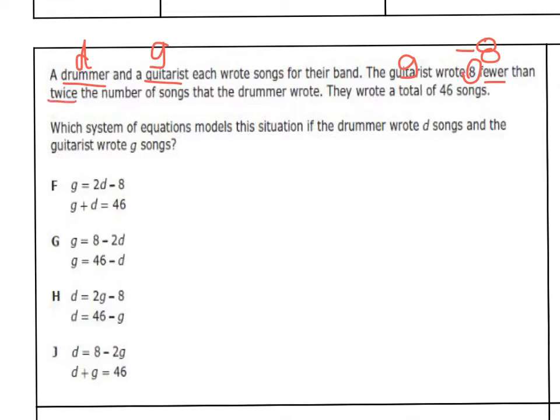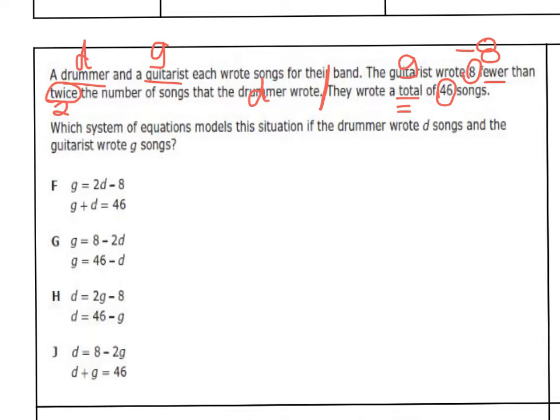So that minus comes before the 8. Then twice is a number that means 2. The number of songs that the drummer wrote. I see drummer, I'm going to put the letter D. They wrote a total, end of sentence typically means end of equation. They wrote a total, that means equals, of 46 songs. And now we need to find out which one matches. So if we go back and read the first one, guitarist wrote 8 fewer than twice the drummer.